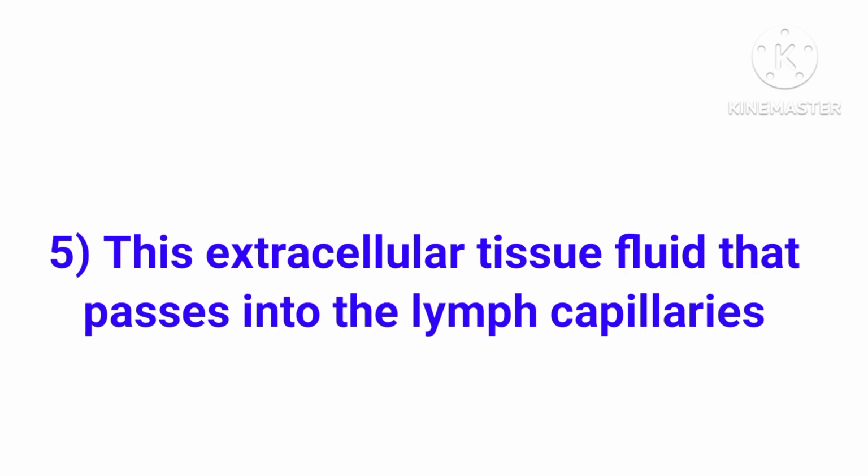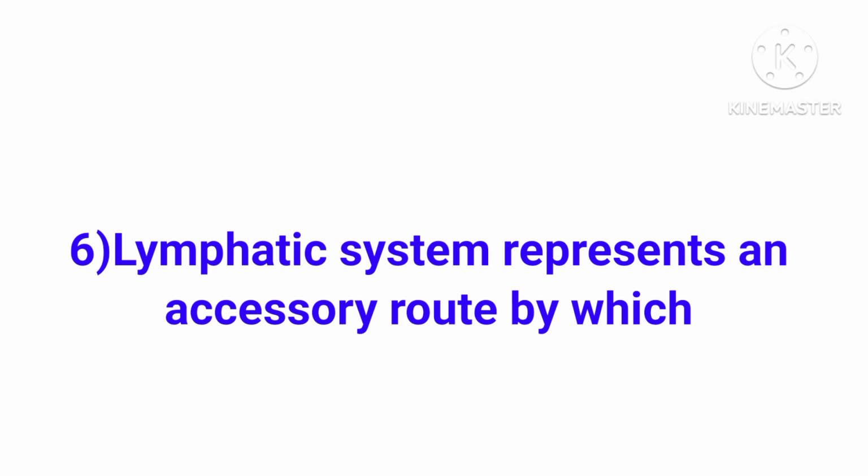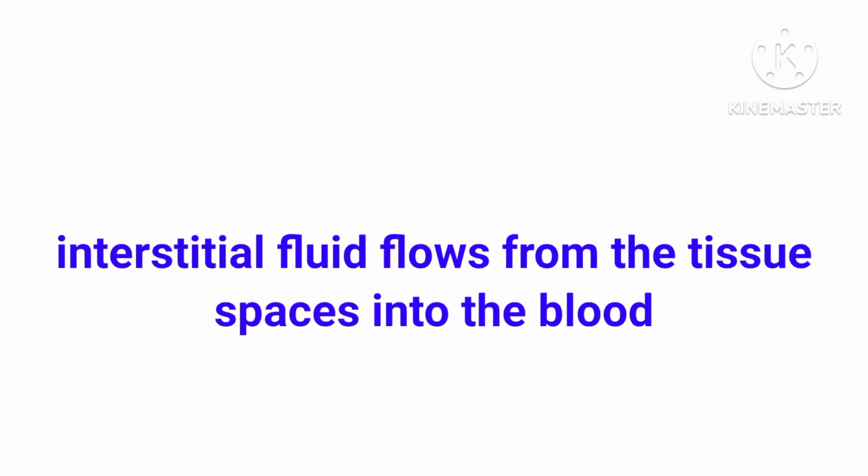This which tissue fluid? Extracellular tissue fluid that passes into which capillaries? Lymph capillaries, and which vessels? Lymph vessels, is called what? Lymph. Which system? Lymphatic system represents which route? Accessory route by which interstitial fluid flows from which spaces? Tissue spaces into the where? Blood.